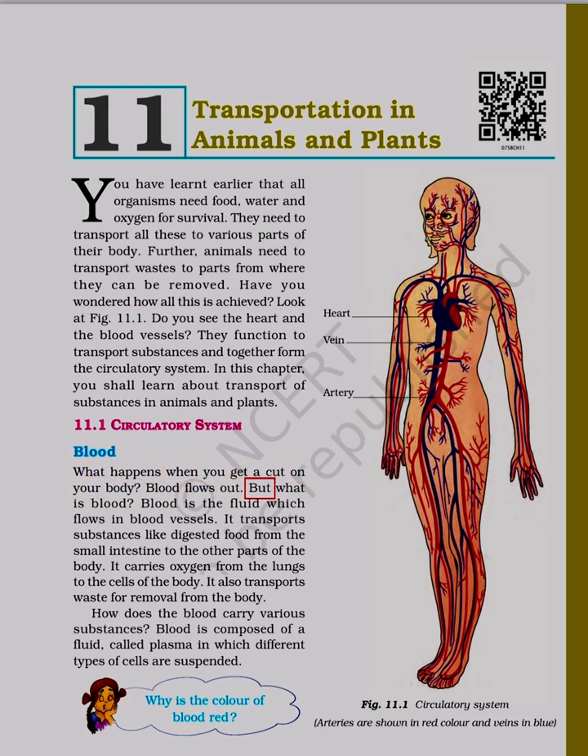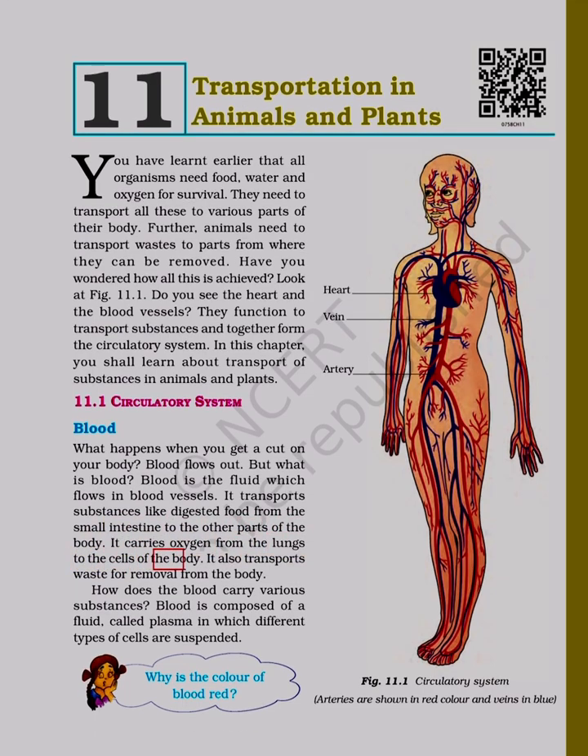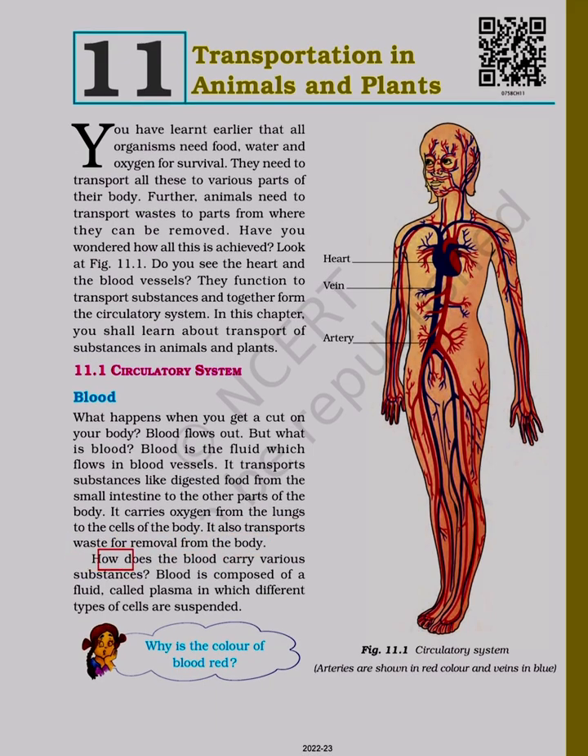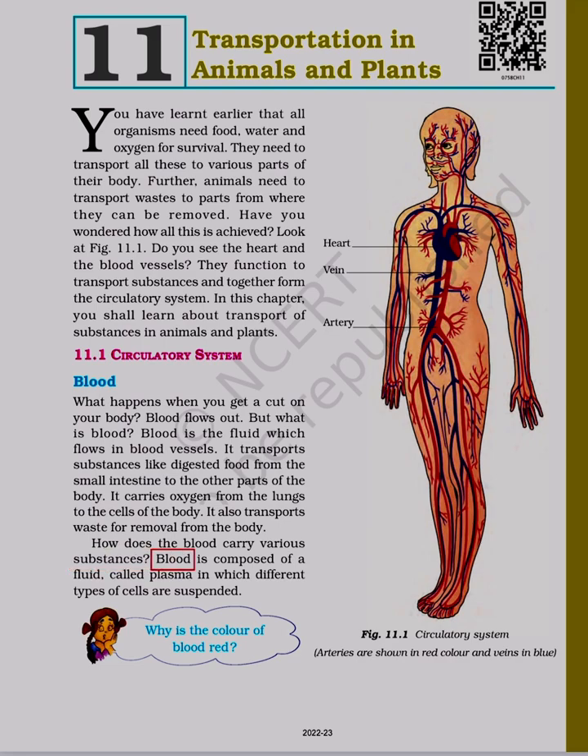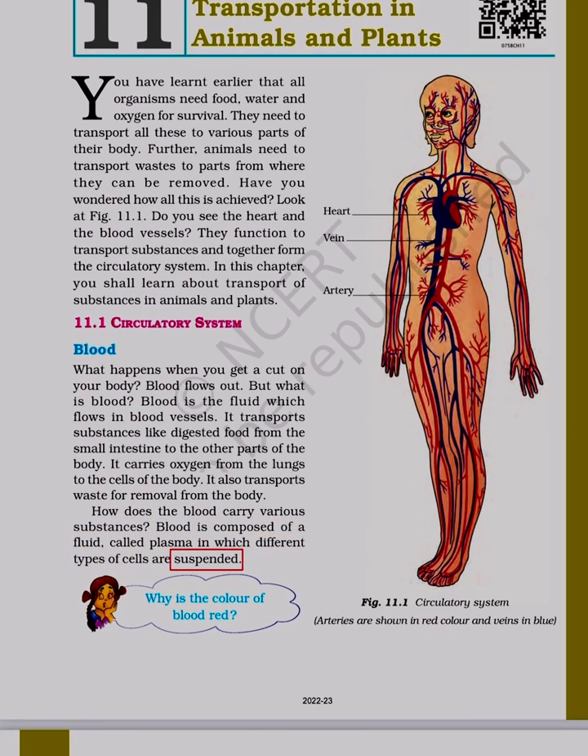Blood flows out. But what is blood? Blood is the fluid which flows in blood vessels. It transports substances like digested food from the small intestine to the other parts of the body. It carries oxygen from the lungs to the cells of the body. It also transports waste for removal from the body. How does the blood carry various substances? Blood is composed of a fluid called plasma in which different types of cells are suspended.